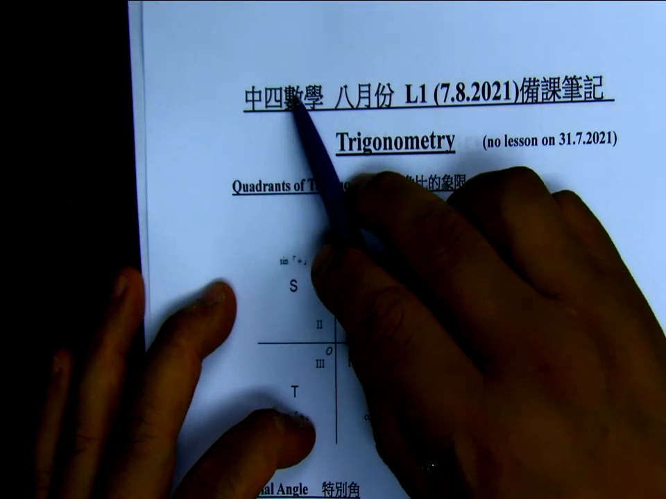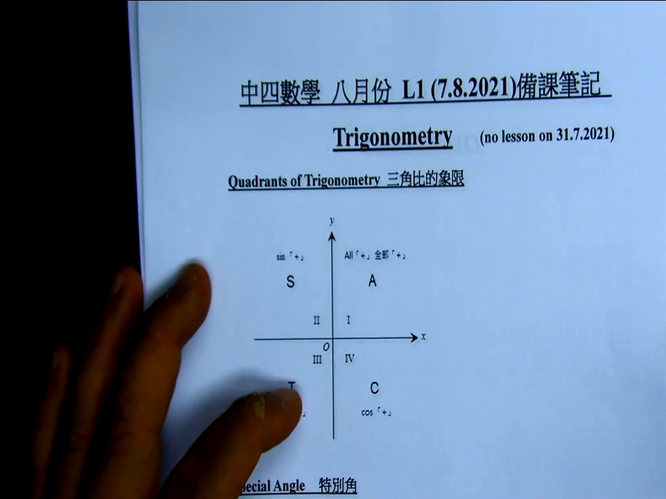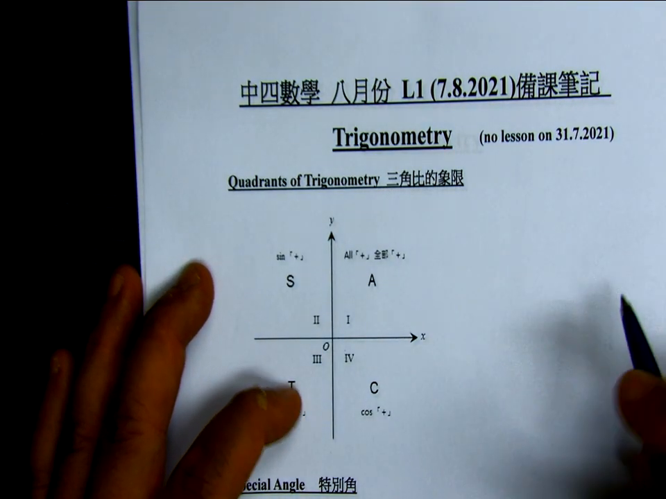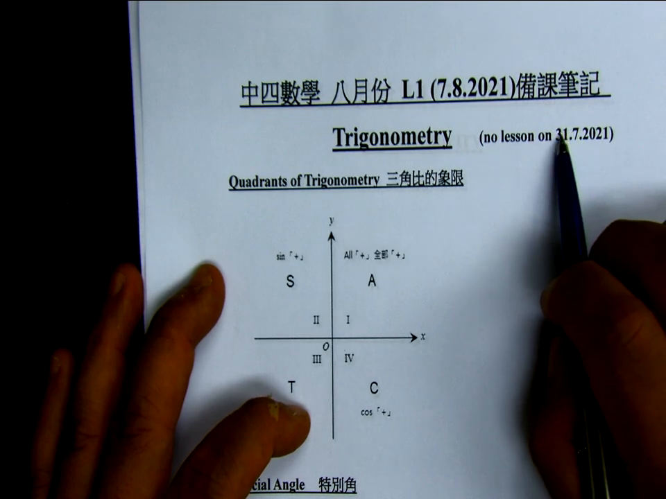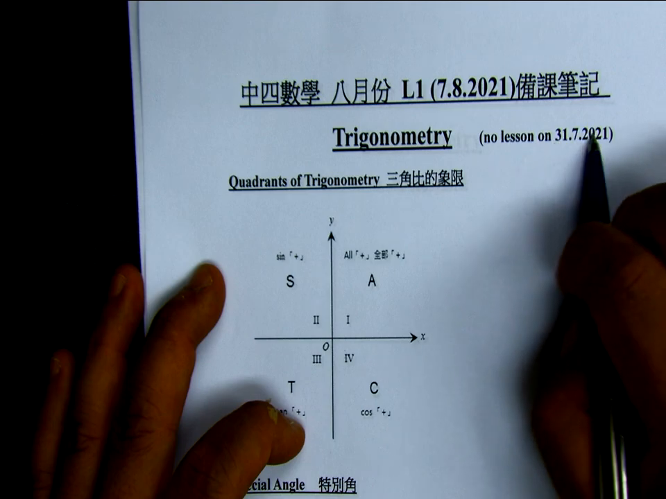August, Form 4 Mathematics, August Lesson 1, which is on 7th of August. I had to remind all the students that there is no lesson on 31 July. Maybe some people come here to see me, but the office will be closed that day.